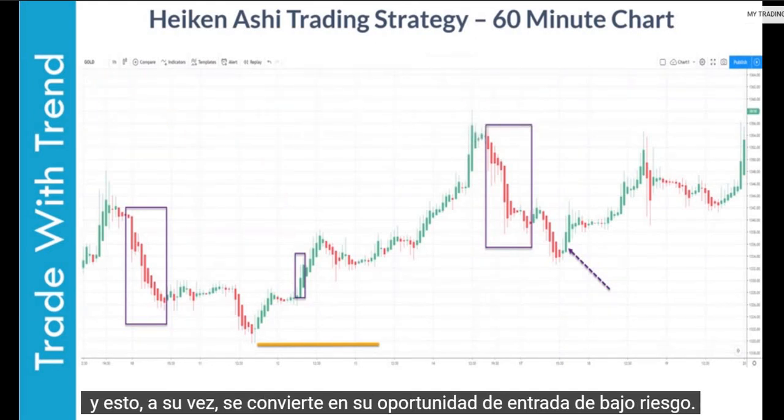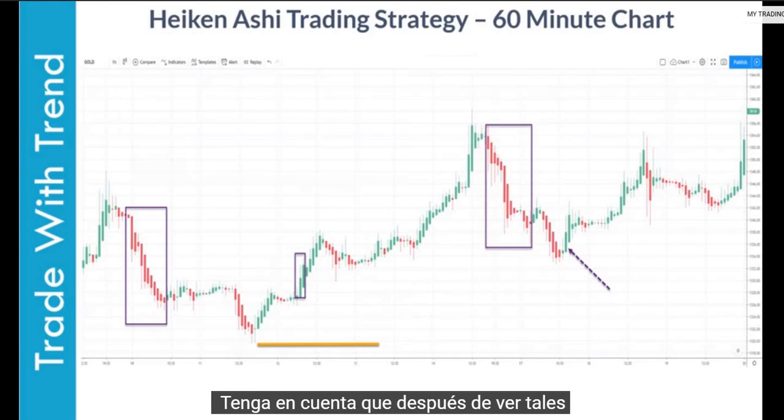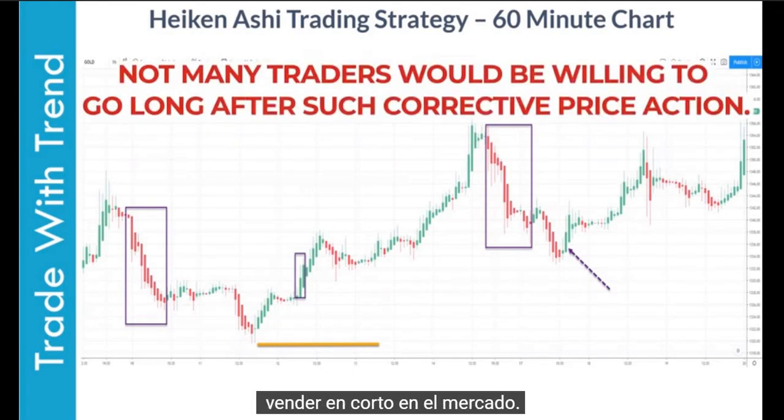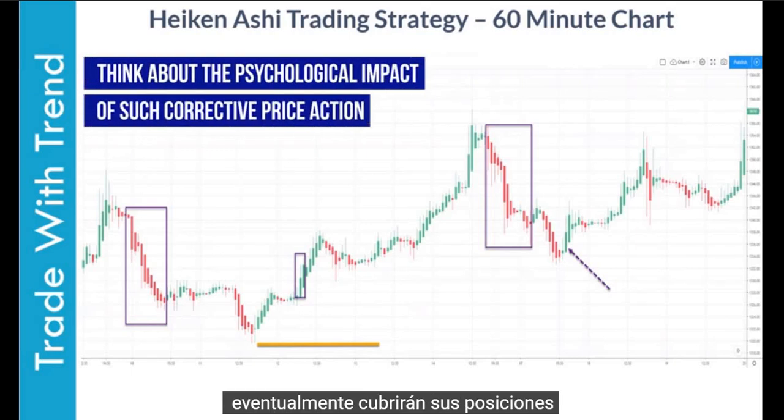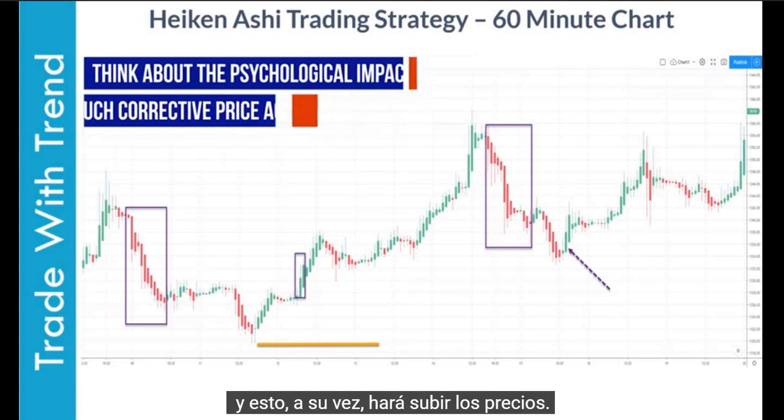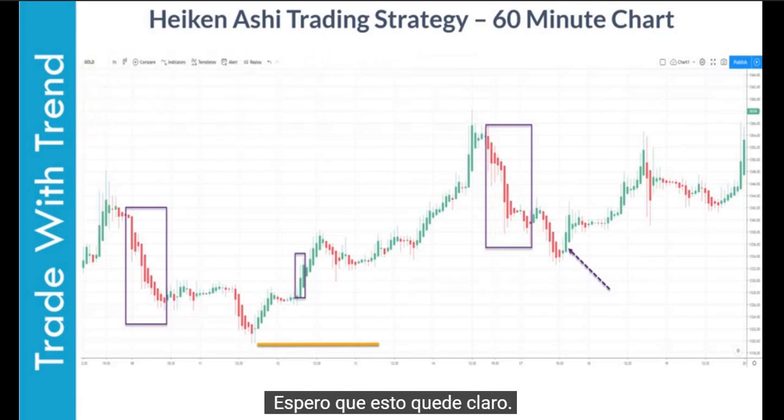Do note that after seeing such negative price action on the chart, most of the traders would be willing to short sell in the market. Now this is where you will benefit, as consensus will not be thinking about going long in this region. When finally these traders realize that their trade was wrong, they will eventually cover their positions, and this in turn will push prices higher. I hope this is clear.